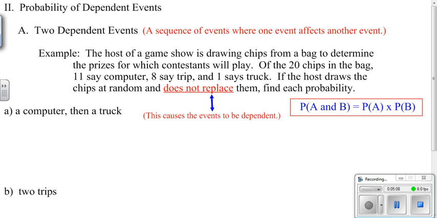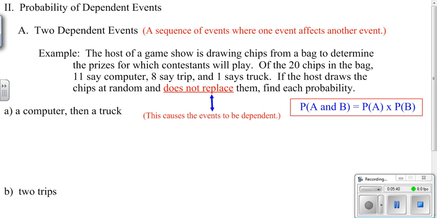Now we'll look at the probability of dependent events. Remember, these are events where one event will affect another one. So if in our last example, Gerardo did not replace the coins in his pocket, that would no longer be independent, because then the next time he draws out of his pocket, there are fewer coins. So it's going to affect his probability. In this example, it says a host of a game show is drawing chips from a bag to determine the prizes for which contestants will play.